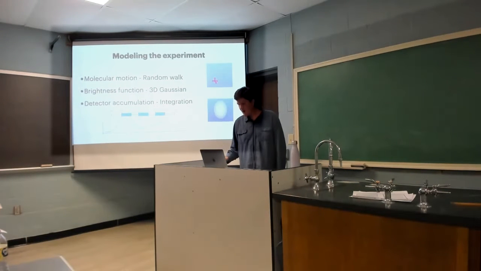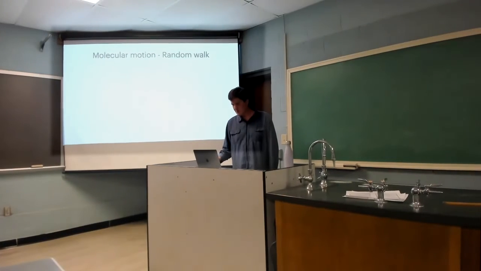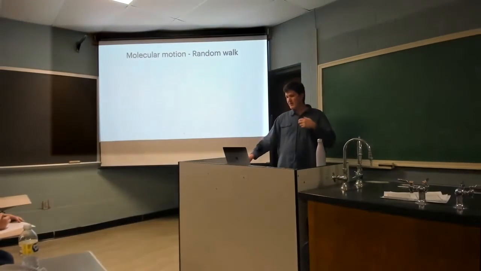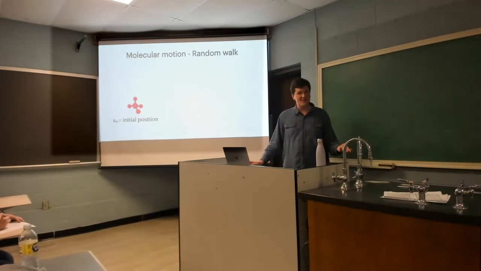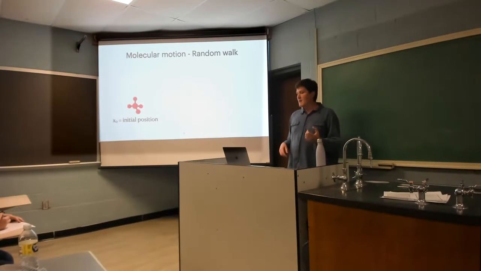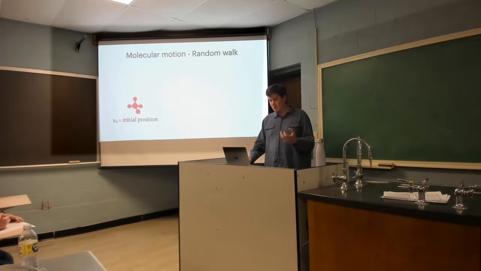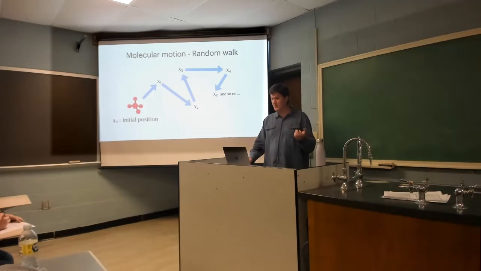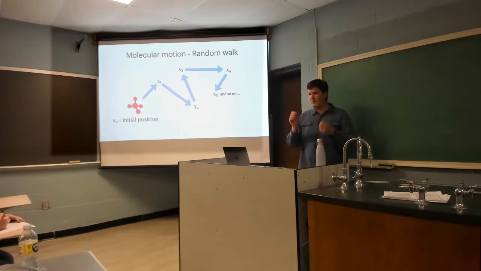So let's talk about the molecular motion. We need to give a name to the initial position of our molecule. We'll call it X naught. And our molecule is going to move randomly to a new position, X1. It's going to move randomly to another position, X2, and then randomly, and so on and so forth. So it's kind of bouncing around.